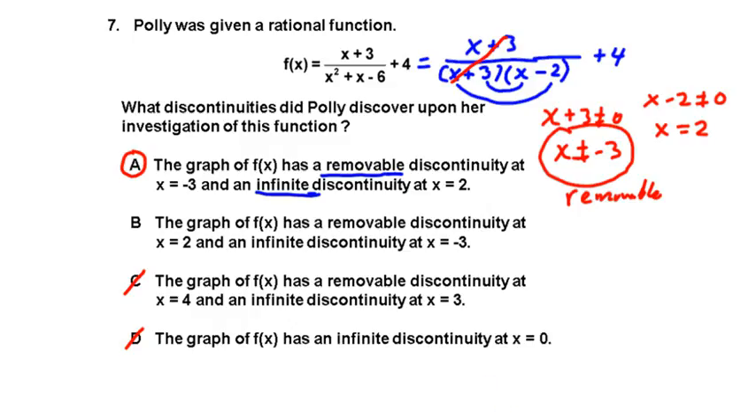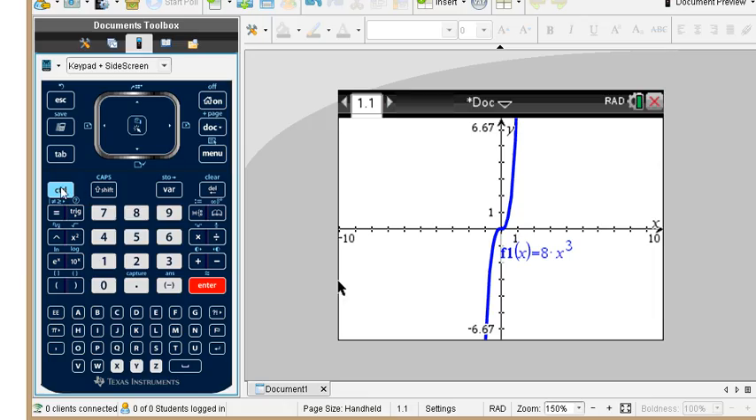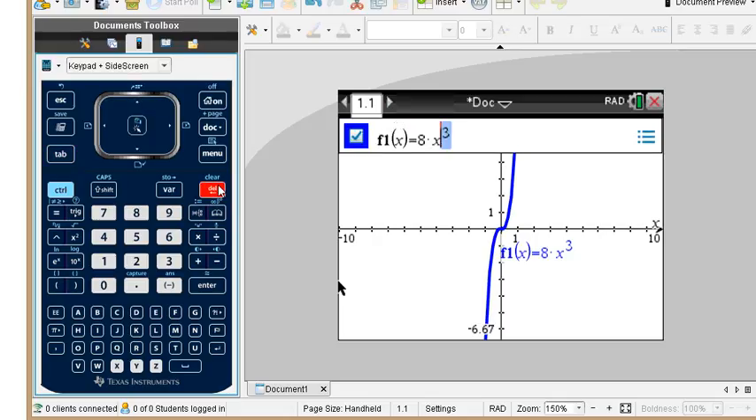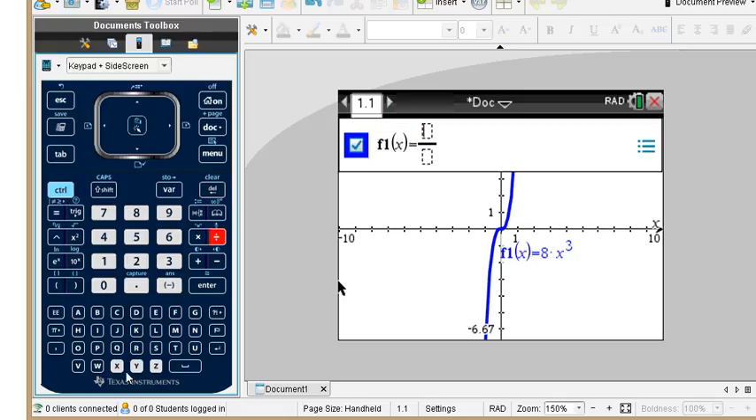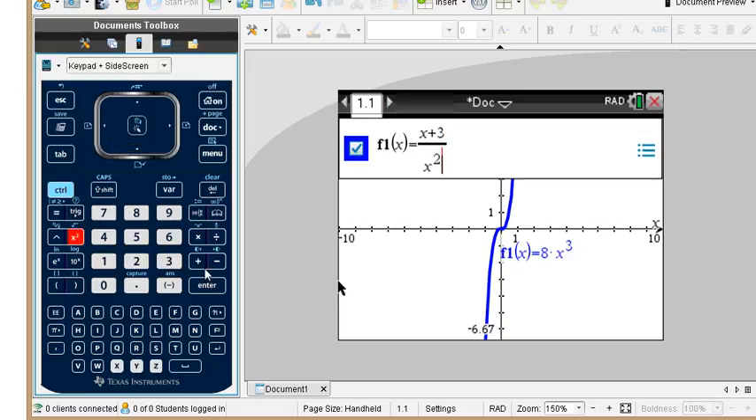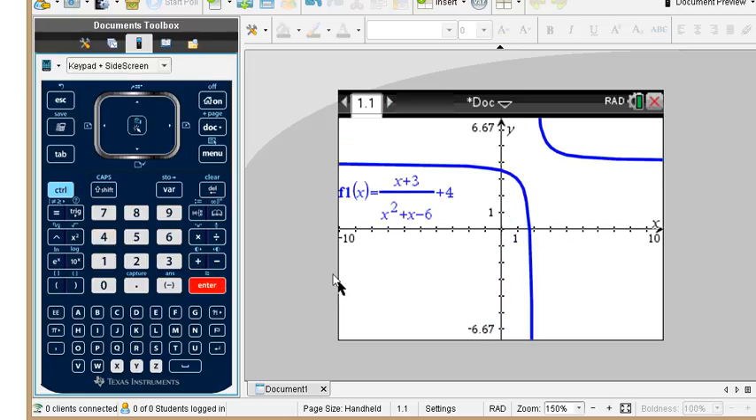As far as a graphing calculator, if we go to our calculator and put this in here, if we go to tab and enter this rational function, and in the division bar we have x plus 3 in the numerator, and x squared plus x minus 6, and over here to the right we put plus 4, and we graph this. We see a vertical asymptote, or infinite discontinuity, at x equals 2.